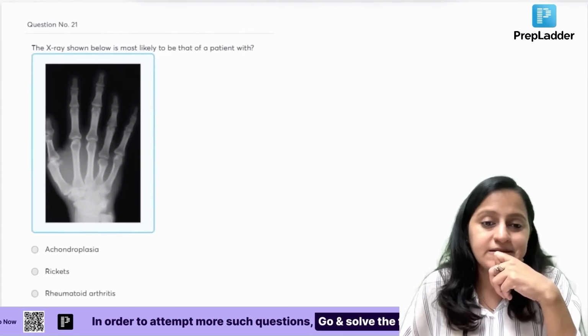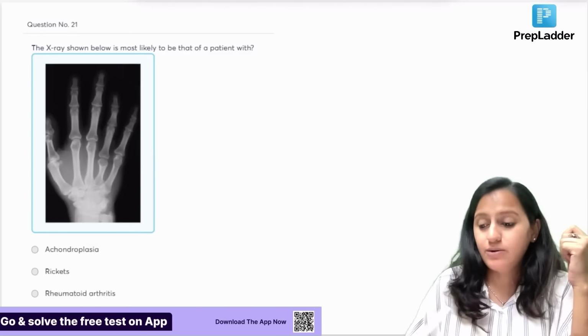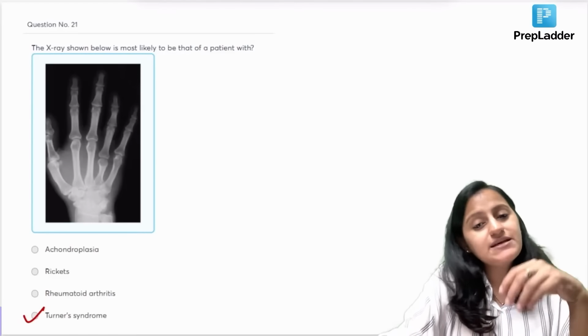Okay. Next one. X-ray is shown. What is the diagnosis? Why do you think so? The answer here is Turner's. Why is the answer Turner's? What are you seeing here?